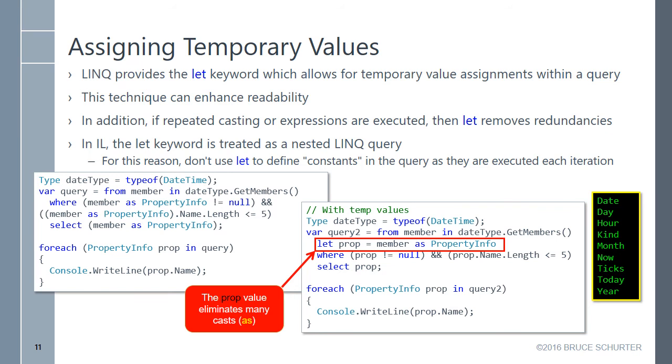Notice again, when we did the select prop, we also didn't have to cast it one last time. So then we can iterate through the objects in the exact same way we did before. So this allows us to create a temporary variable that we can use to eliminate having to do the same thing over and over and over again within our query.